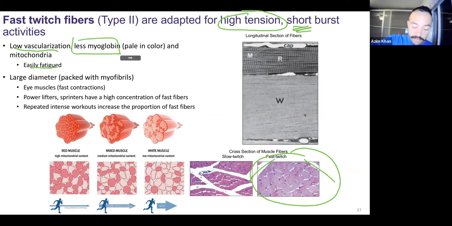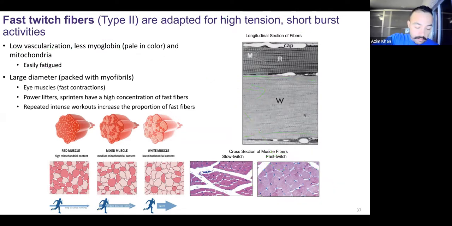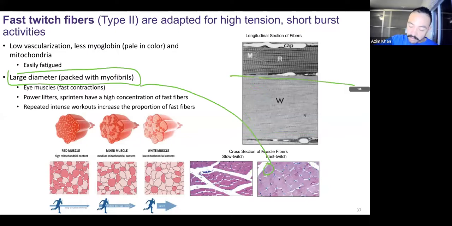It's less myoglobin, so it leads to a paler color. I can see that here in the longitudinal section as well. And fewer mitochondria comparatively to the slow twitch, which means you're not making as much energy to help sustain for a longer period of time. They are much larger in diameter, though. They're packed with myofibrils. An individual muscle fiber is much larger in fast twitch than in slow twitch.